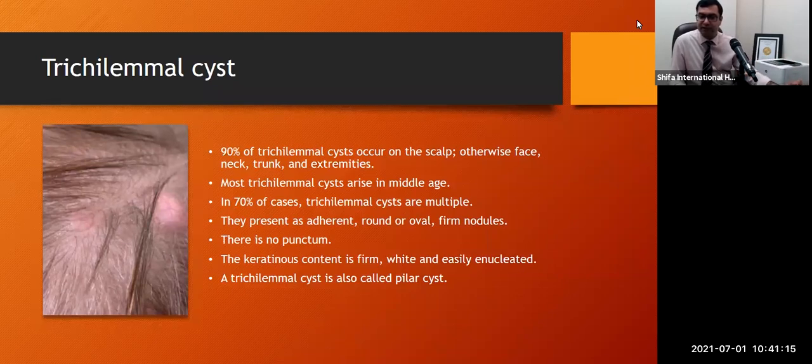And now we'll talk about cysts. Most of them will need excision. Some will need wait and watch. So epidermoid cyst, you can do wait and watch if it's asymptomatic. But otherwise, most of the cysts will need excision, surgical excision.